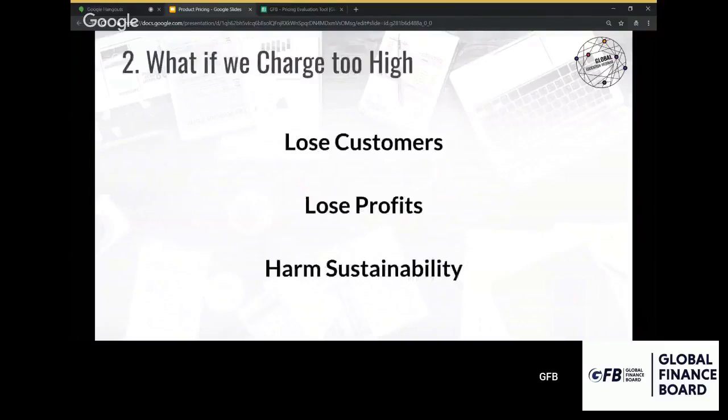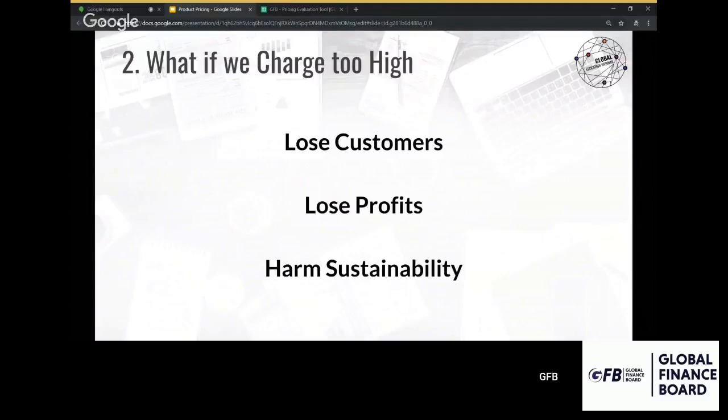Now, what if we charge too high? Meaning our pricing is higher than the optimal. If it's too high, then we would lose customers because they would be discouraged from taking our services and products, as they don't think that our service is worth that much. Then eventually we would lose profits because we are losing customers, and we would harm sustainability.